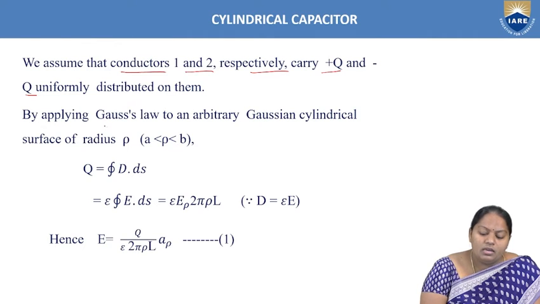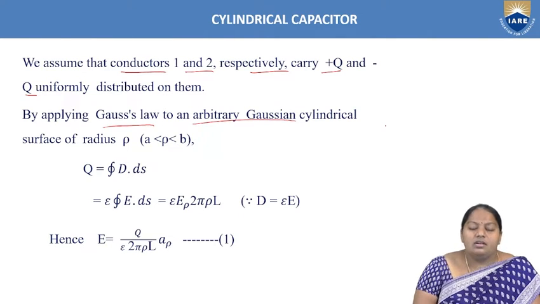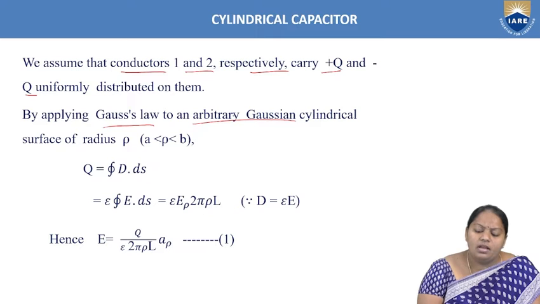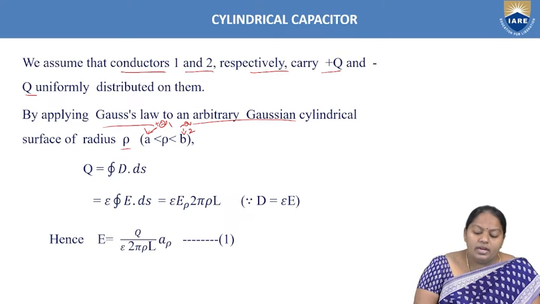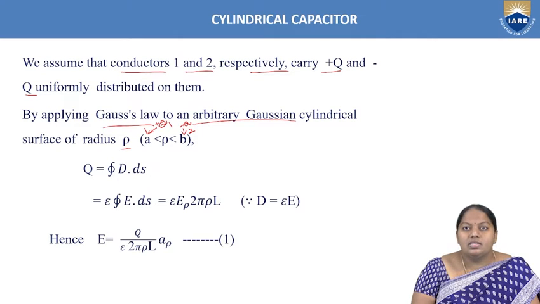So we apply Gauss law to an arbitrary Gaussian cylindrical surface of radius rho. Arbitrary means we have to define our own length, or our own surface area. The radius rho ranges over a is less than rho is less than b. The inner conductor, conductor 1, has radius a and carries plus q, and the outer conductor has radius b and carries minus q, represented as plate 2.